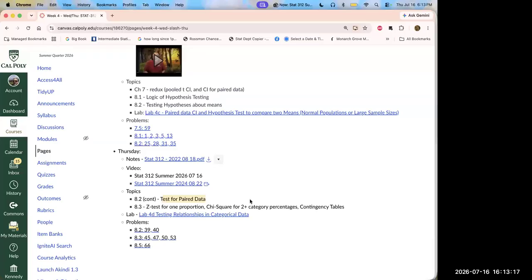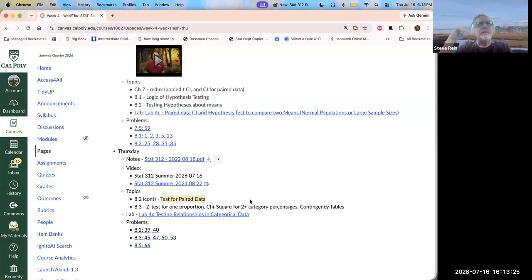To confirm, do we need to bring in our own normal table for any sort of questions, or will it be provided? I said bring a t-table, and any t-table you want to bring is fine.